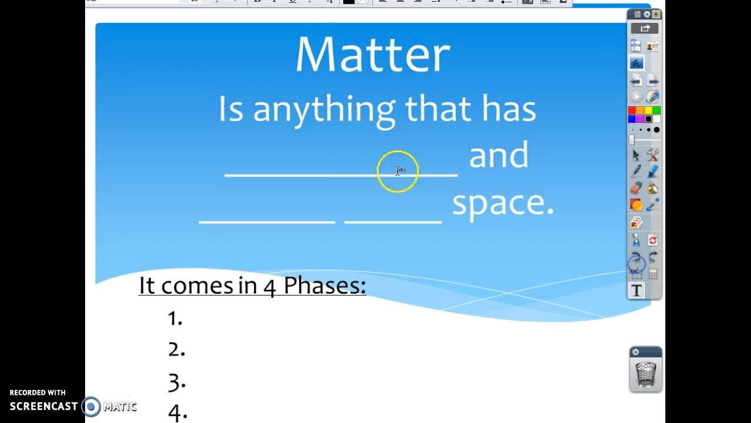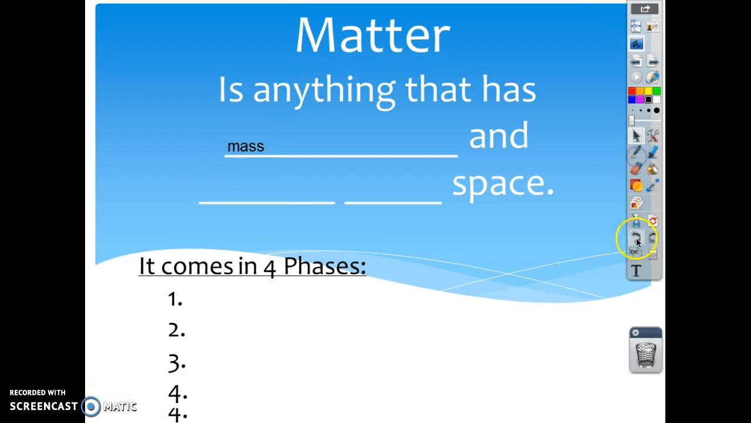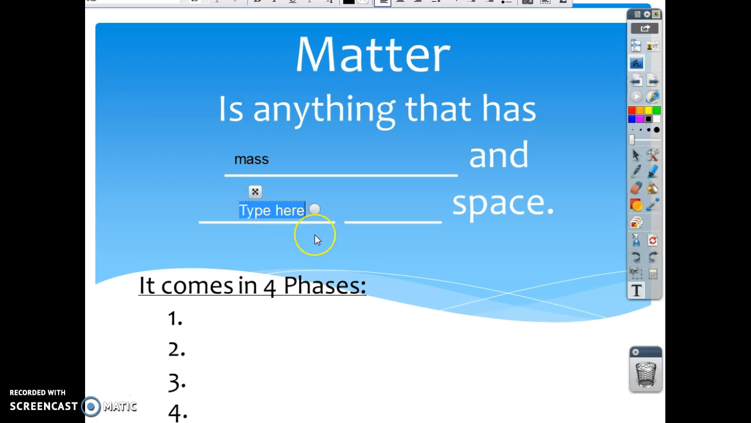So here we go. If you recall, matter is anything that has mass and takes up space. That also means that it has volume. It also comes in four phases. What are our phases? Well, we have solids, which are tightly packed, slightly vibrating, and we have liquids, which are less tightly packed. They're vibrating a little more. We also have gases, and last but not least, we have plasmas. So we're going to review those a little bit.